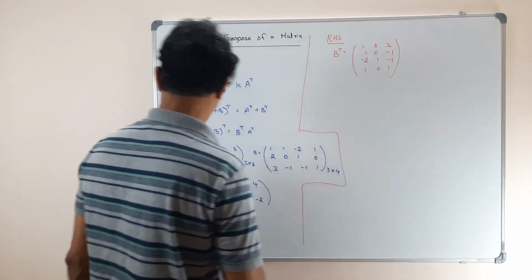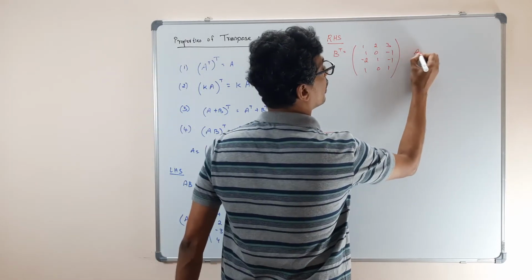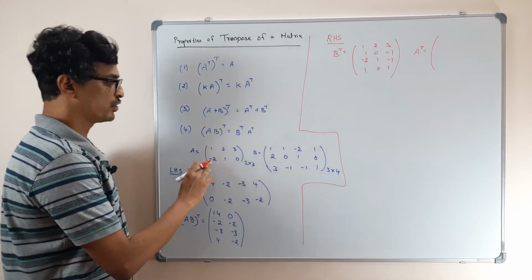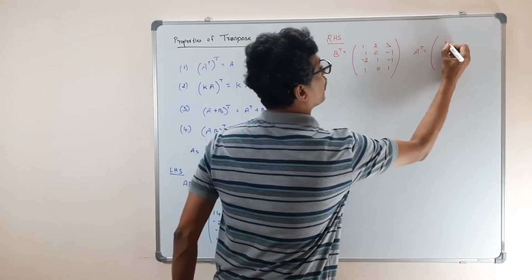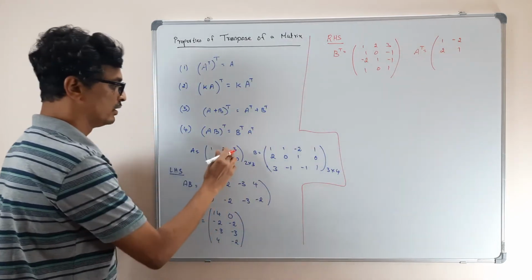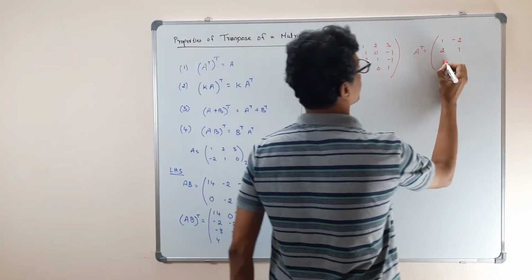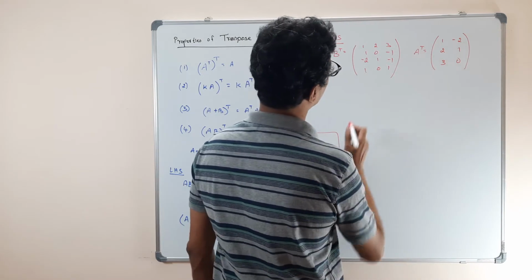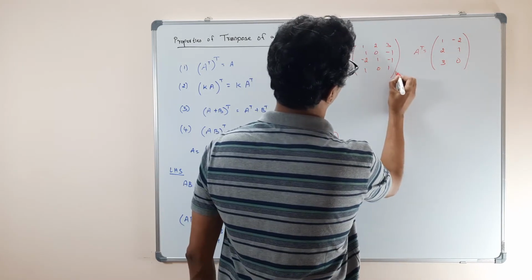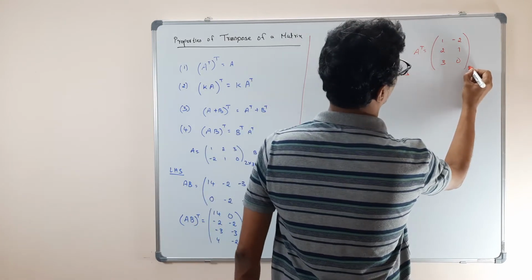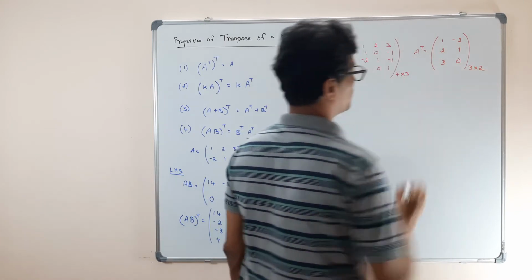And A transpose? 1, minus 2, 2, 1. Correct? 3, 0. Now what is this order, you tell me? This is 4 cross 3. Am I right? And this will be 3 cross 2.